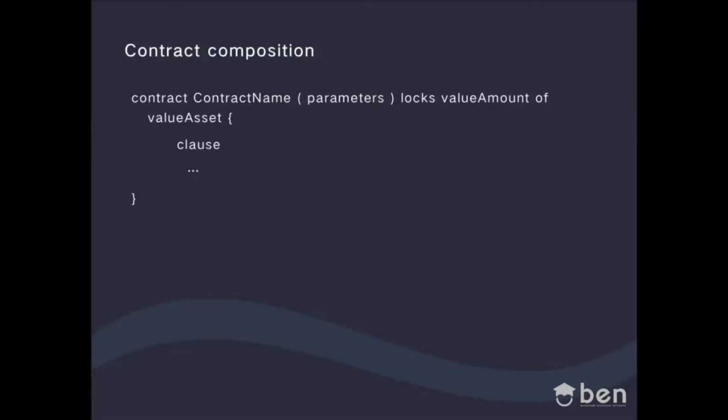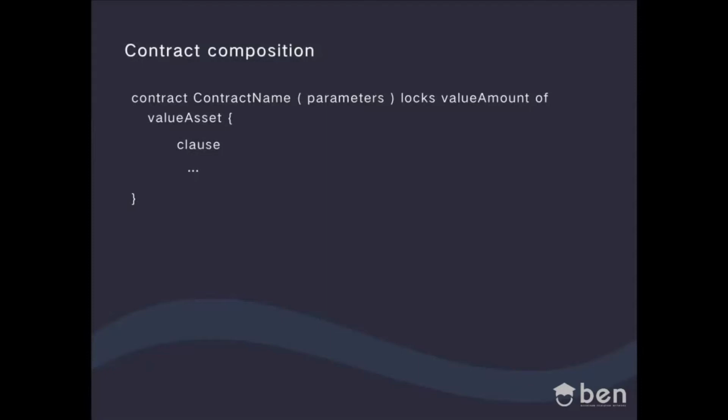And inside the bracket, we put clauses. You need to have at least one clause, and you can have as many clauses as you want. One clause means one unlock method. A different clause means a different way to unlock the contract. You could choose which clause you want to execute in the unlock method.